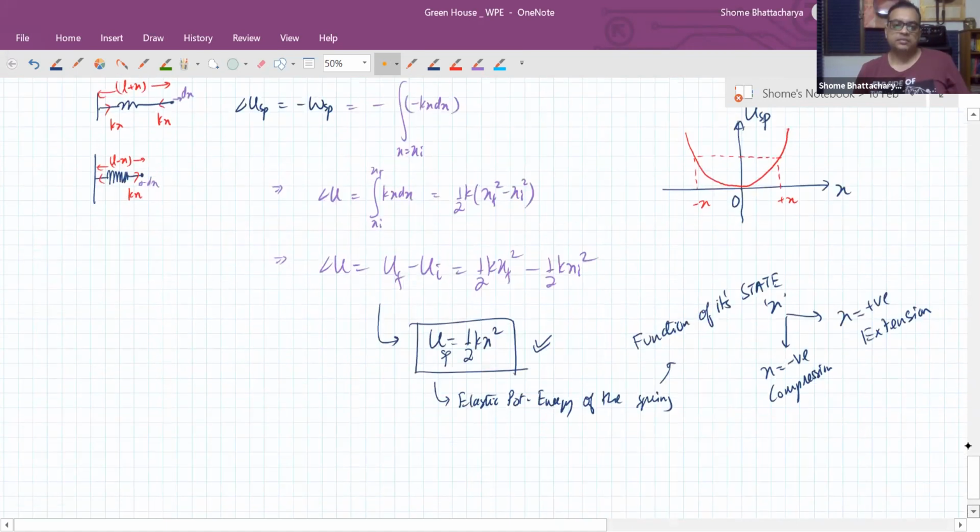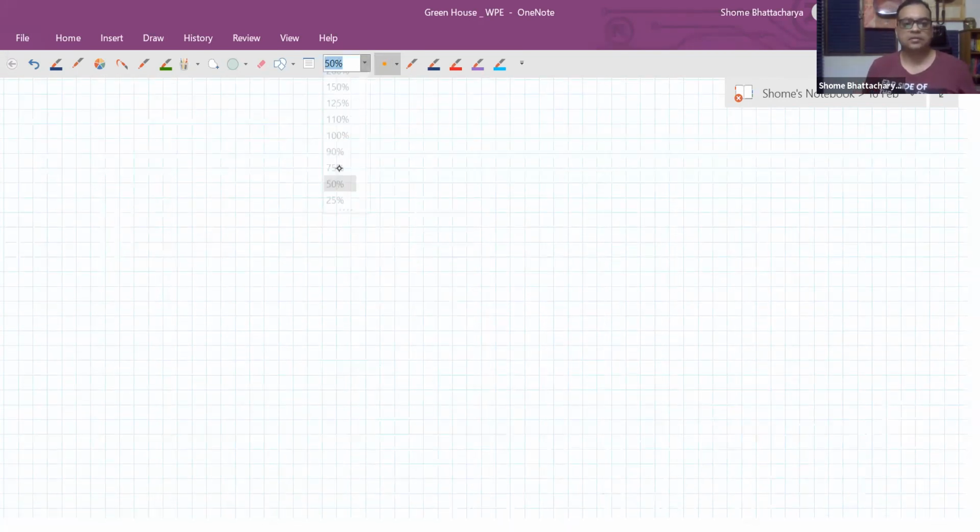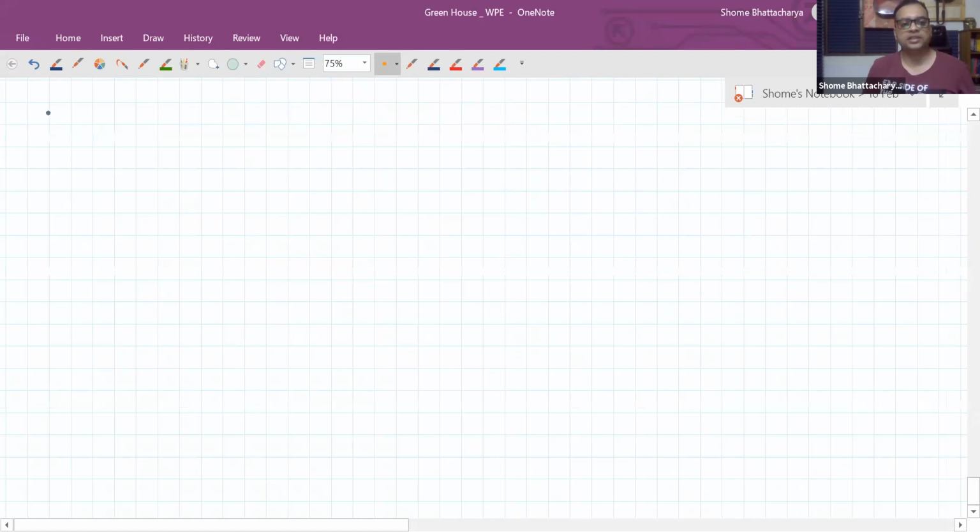All right, the second common example we'll be experiencing for potential energy is gravitational potential energy.